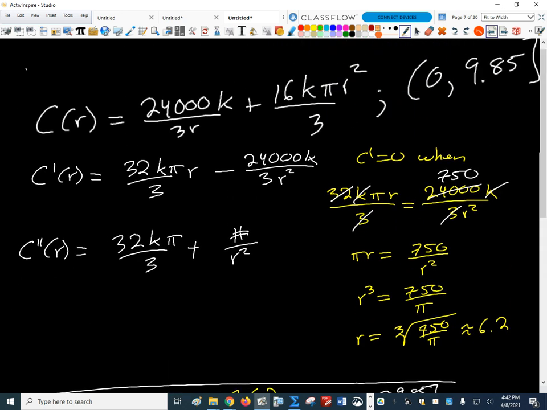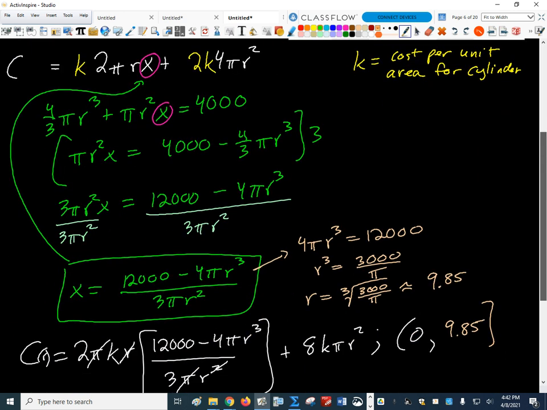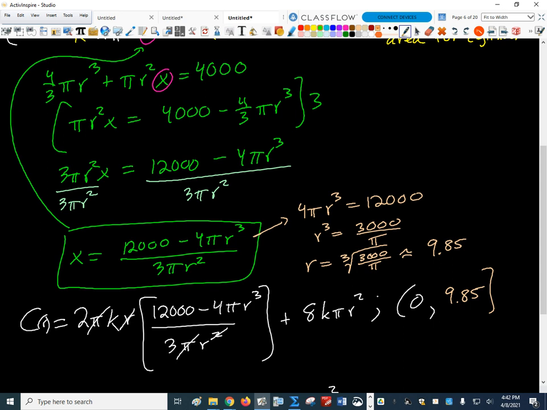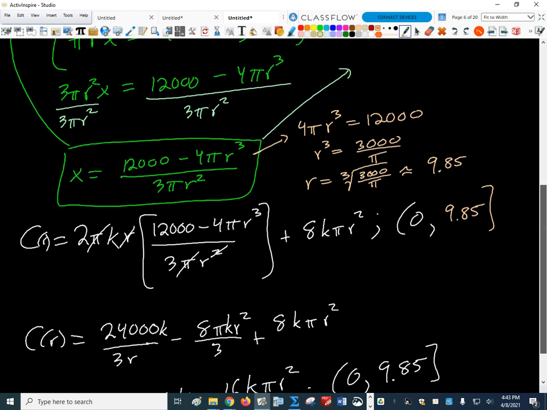So I think they wanted the dimensions probably. Find the dimensions that will minimize cost. We got to go back to our boxed equation for x. And if I plug in 6.2, we could even plug in the exact value. Cube root of 3,000 over pi. What am I going to get? Let's see.